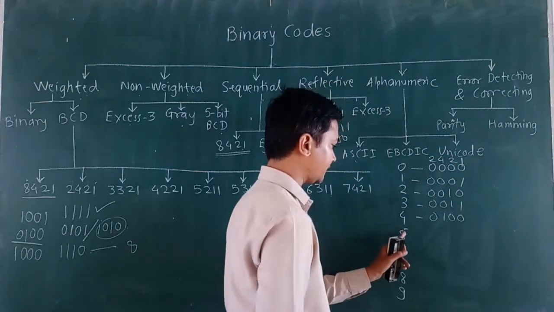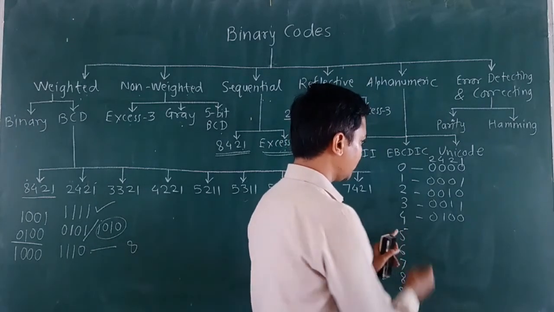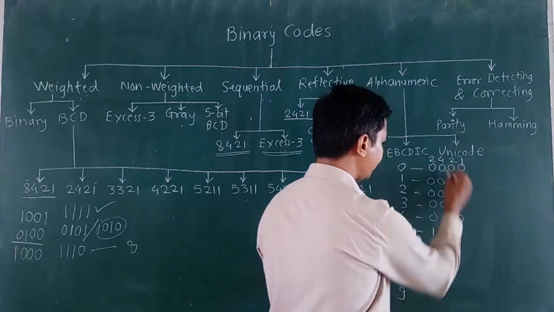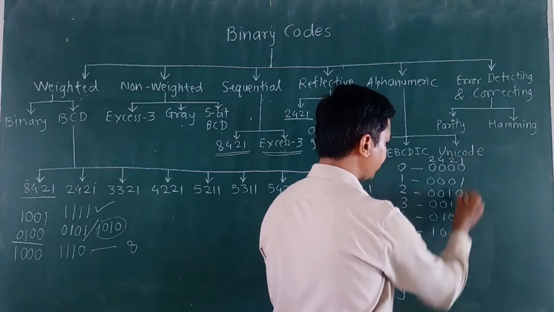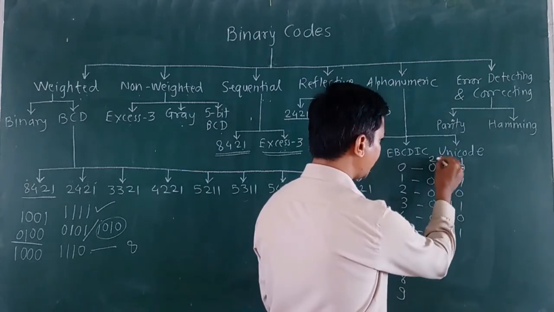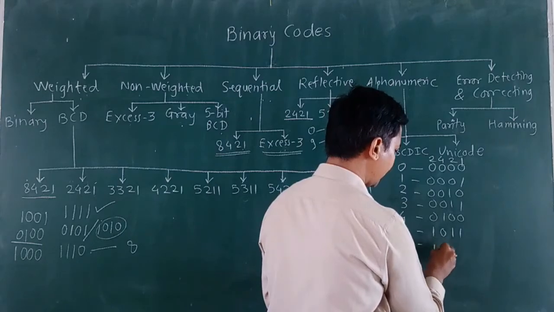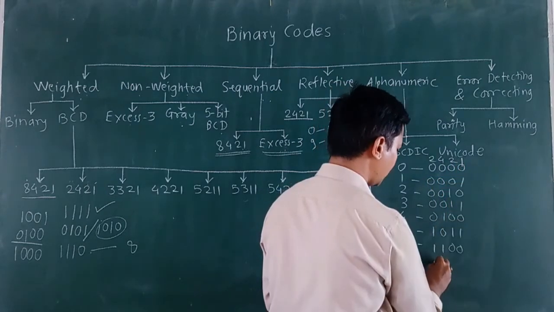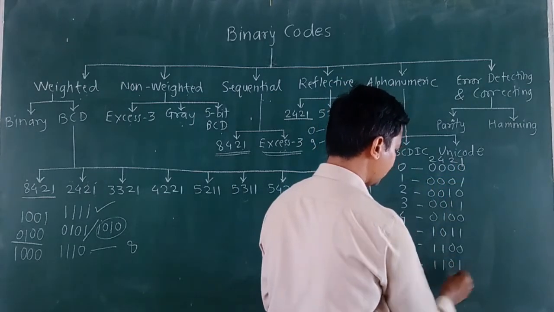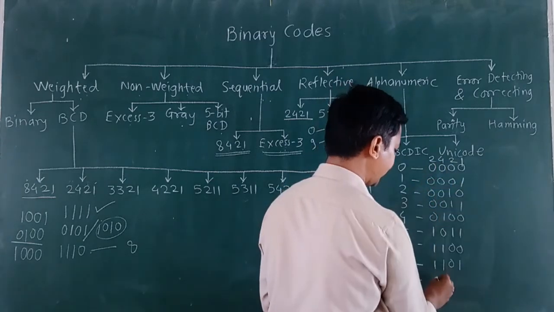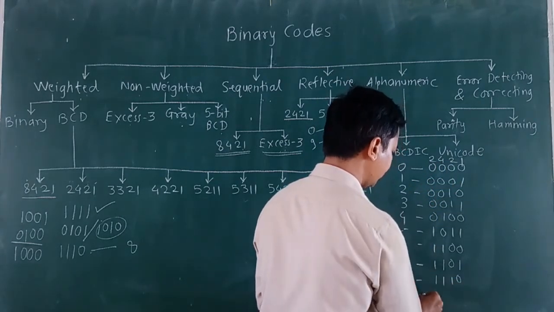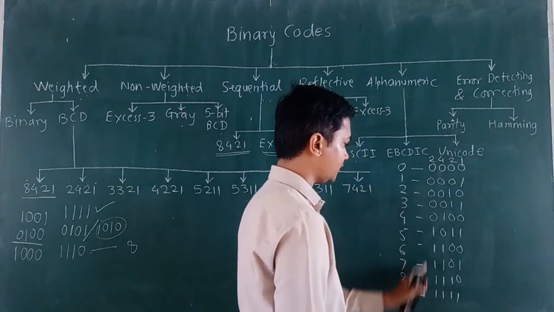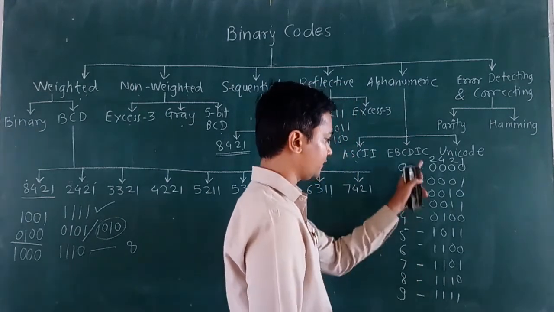Now to represent 5, 2 plus 1 can be taken here. So position 4 should be made 0, 2 plus 1 is 5. For 6, 2 plus 4, that is 1 1 0 0. For 7, 2 plus 4 plus 1, that is 1 1 0 1. For 8, 2 plus 4 plus 2, that is 1 1 1 0. For 9, 1 1 1 1. So likewise all the digits 0 to 9 can be represented by these binary codes.